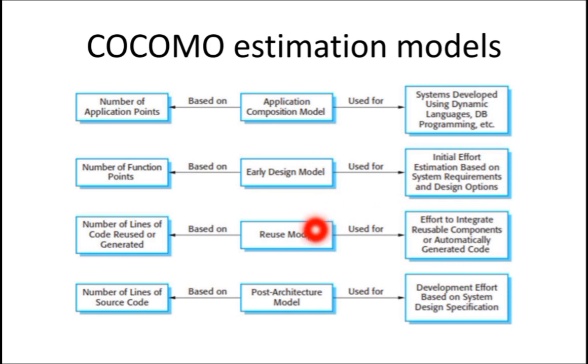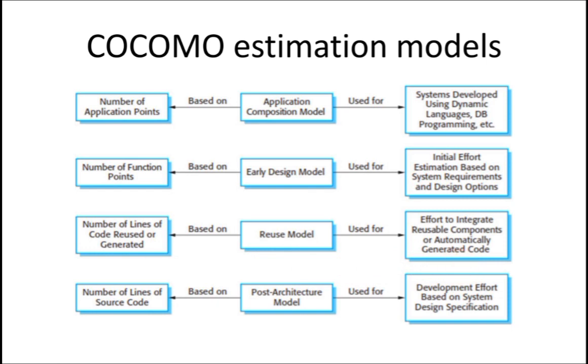When you use only reusable components, based on the number of lines of code reused, you can go for the reuse model. Based on that you can calculate the effort, right? Here also you can calculate the effort based on the requirements, number of function points. Here, the number of lines of source code.